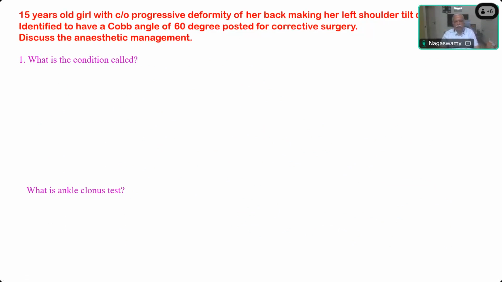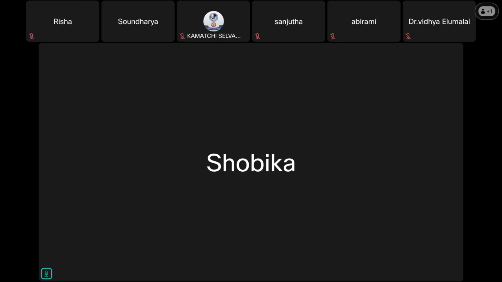Discuss the anesthetic management. So this sort of case scenario may be given in your theory question paper as well as your viva. Or if you have a live patient with scoliosis, they may show you this patient also. The first question is, what is the condition called? Scoliosis, sir. So scoliosis.